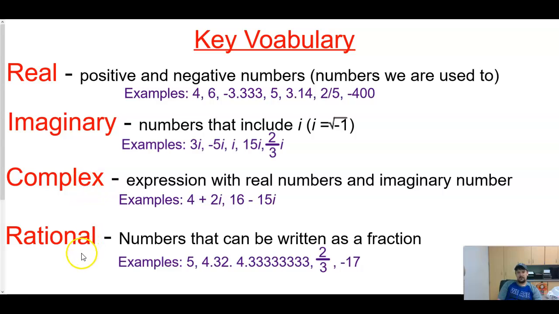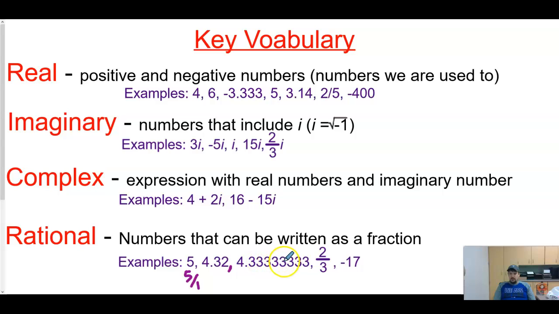Okay. Next we have rational numbers. These are numbers that can be written as a fraction. So, for example, if we look at 5, can 5 be written as a fraction? Yeah, it's 5 over 1, right? Okay, 4.32, can it be written as a fraction? Absolutely. So basically, any decimal that terminates, a terminal decimal that stops and doesn't continue forever, is a rational number.